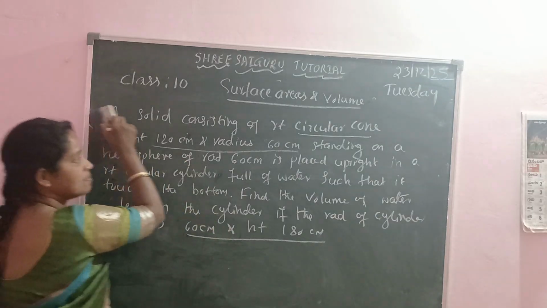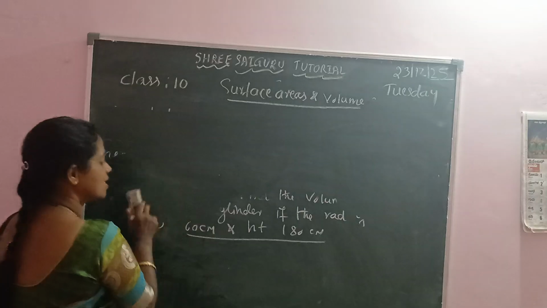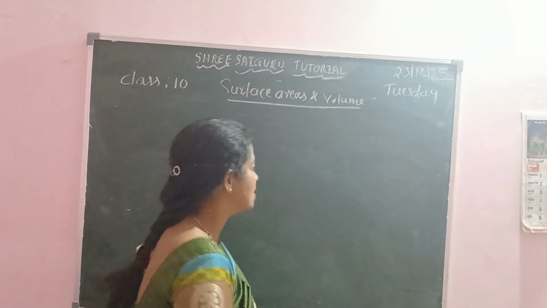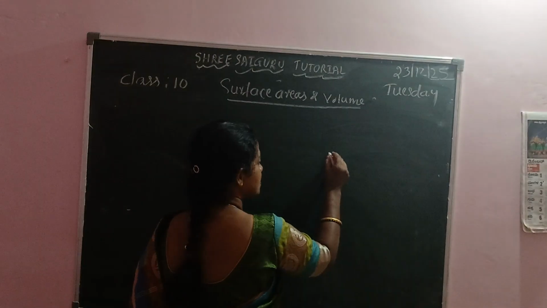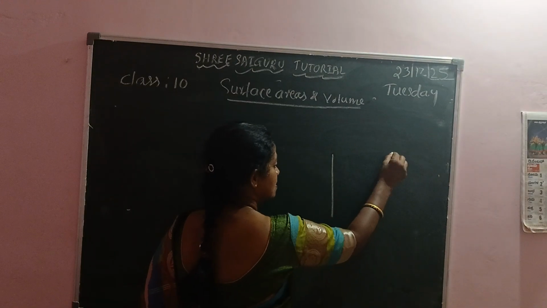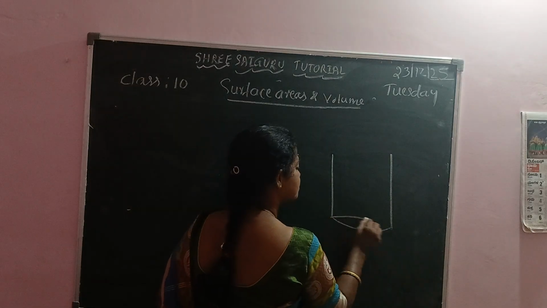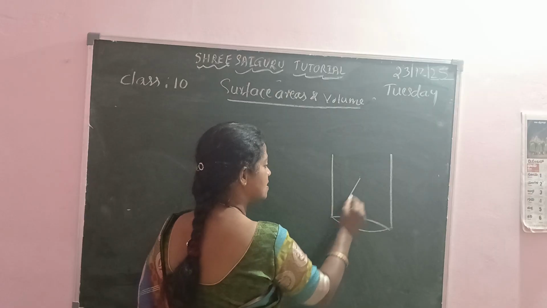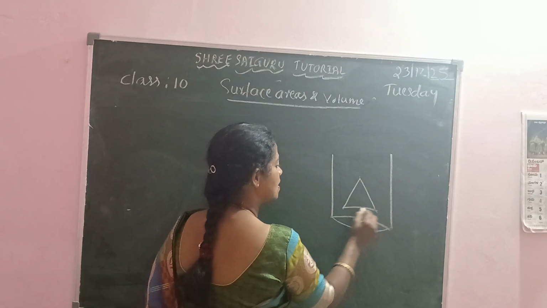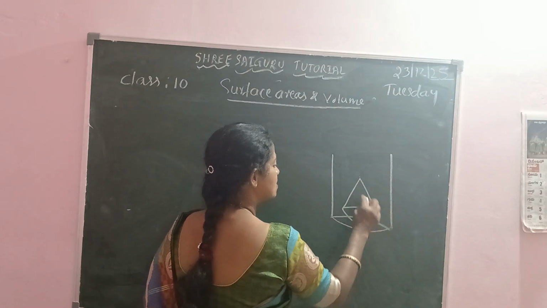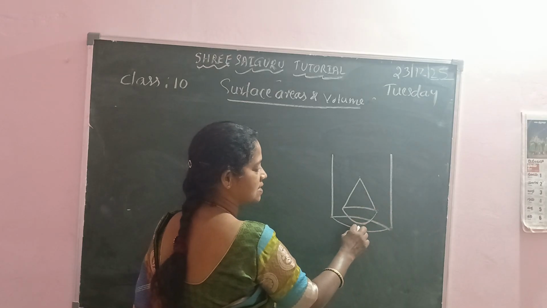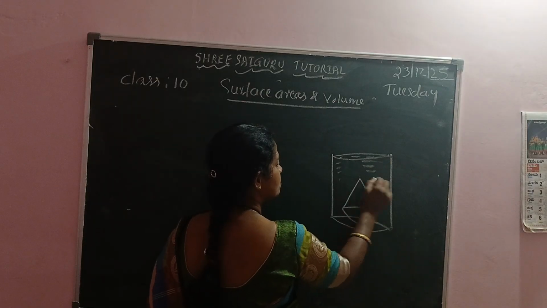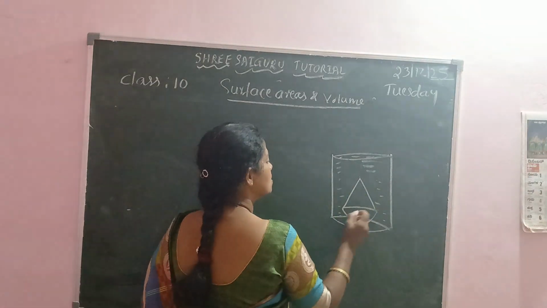We will draw the diagram. Diagram is very important. In that diagram we have to label everything which is given in the question. Let's have a cylinder. The height of the cylinder is given. Inside the cylinder, one more solid is there. That is nothing but the cone and the hemisphere. And this solid touches the bottom of the cylinder. And inside the cylinder, we have water.